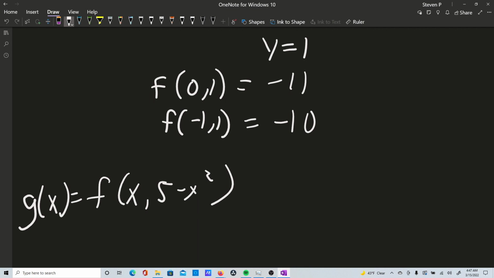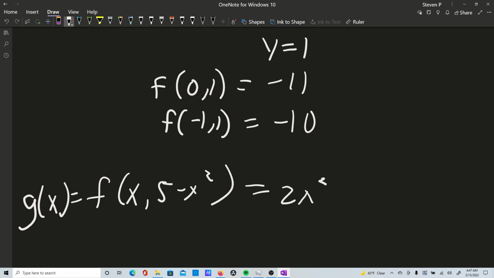You can kind of think of a line as a single variable object. So hopefully this isn't too crazy.